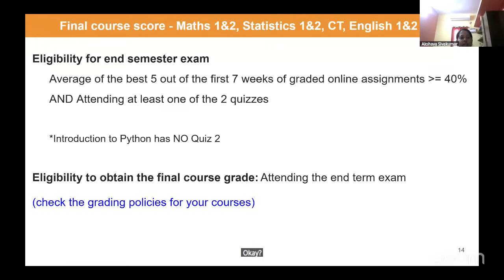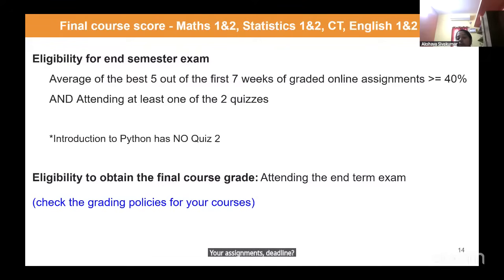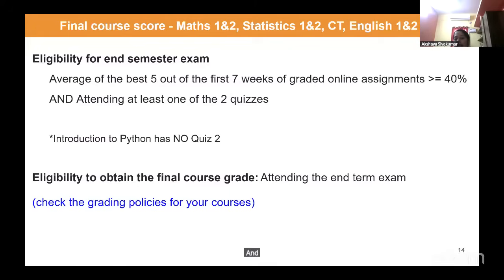Okay, moving on. This is the eligibility for the end term exam. This is what I've been insisting on from the first. Your assignment deadline is very important because it has a direct impact on your end term eligibility, right? The average of the first 5 out of your 7 weeks of assignments is taken for your end term eligibility, and along with that, attending at least one of the 2 quizzes is very important. And remember, Python does not have quiz 2.